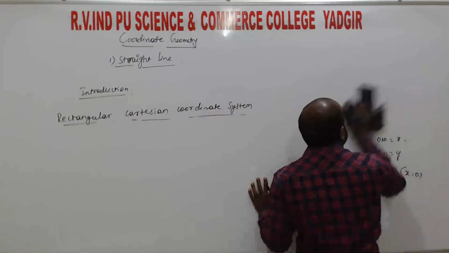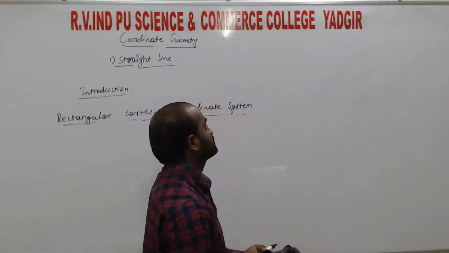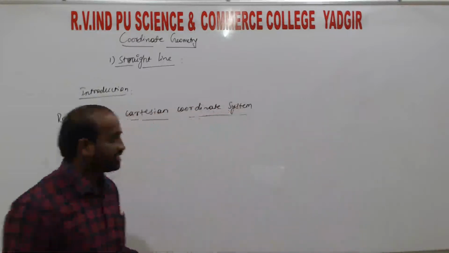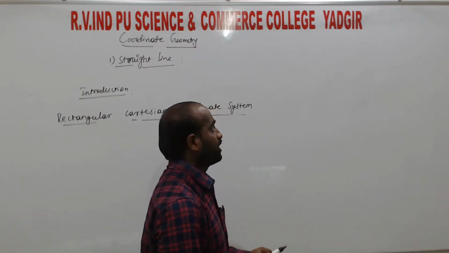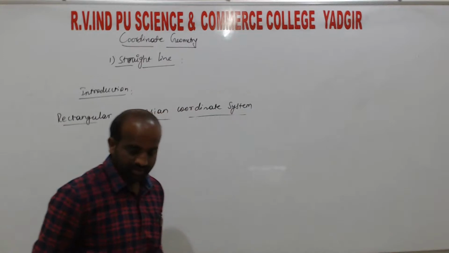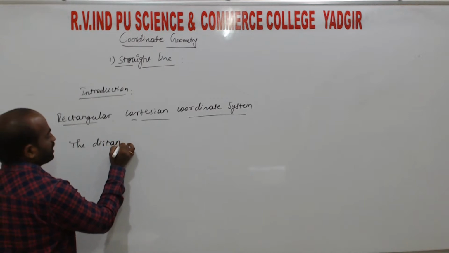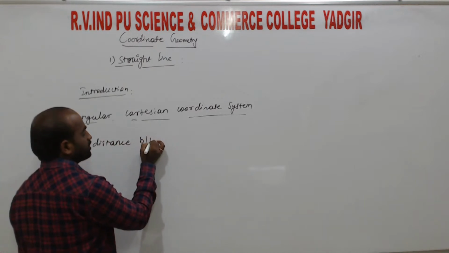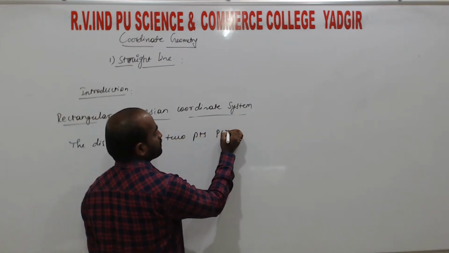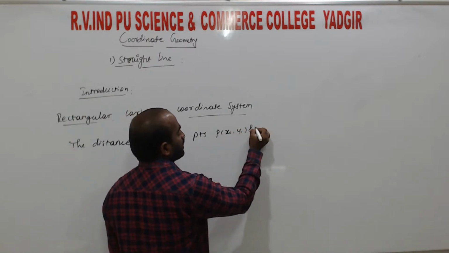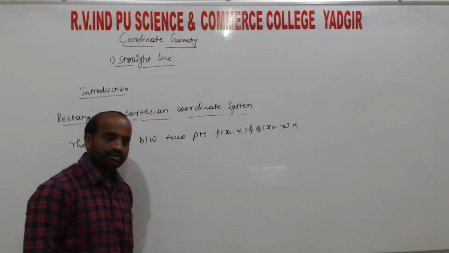Next, distance between 2 points. The distance between two points, or the distance formula. The distance between two points P of x1 comma y1 and Q of x2 comma y2 is what?